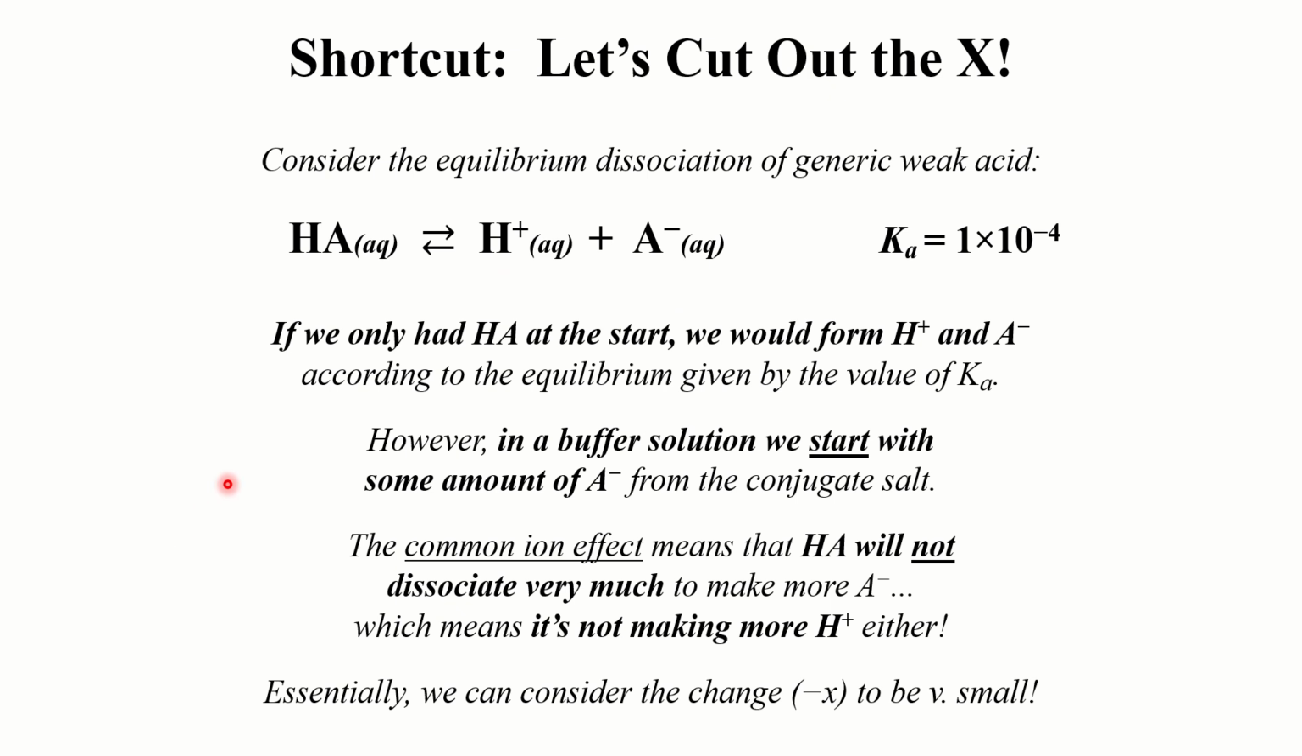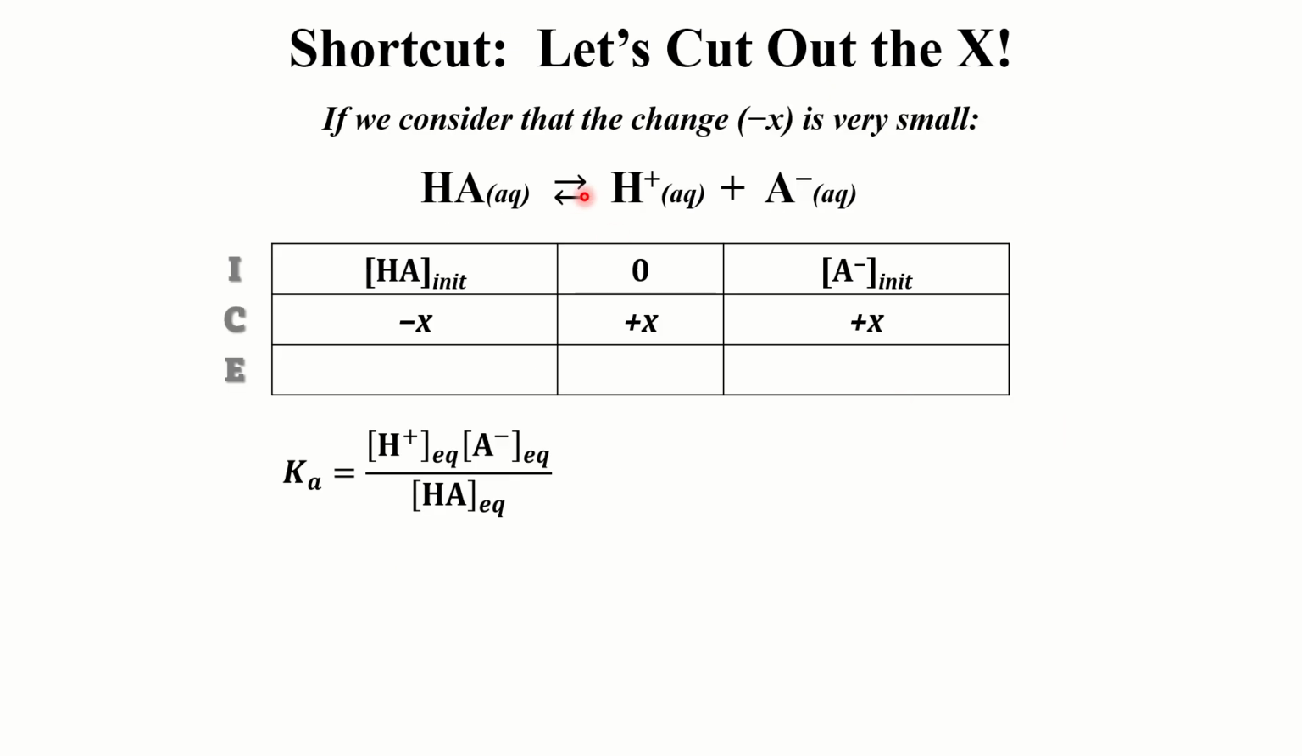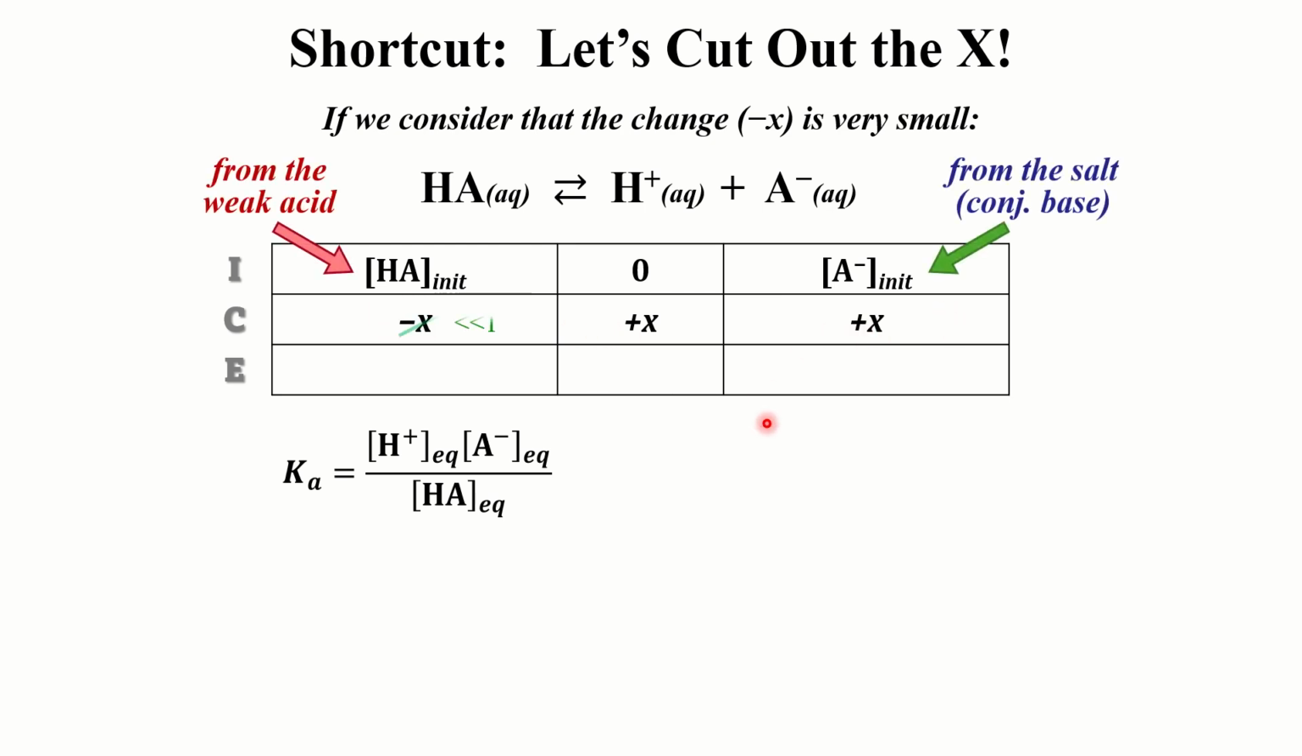Essentially, what we can do here is consider the change, or the plus or minus x, to be very small. So if we consider that the change is very small, again, setting up an ice table, so whatever the initial concentration of HA is, 0 for the initial concentration of H plus, and whatever the initial concentration of A minus is, our changes are minus x and plus x. Again, remembering that we're using small x approximation, which means these changes can be ignored. This means that the equilibrium concentration of HA is going to be approximately equal to its initial concentration, and same for the conjugate base, approximately equal to the initial.